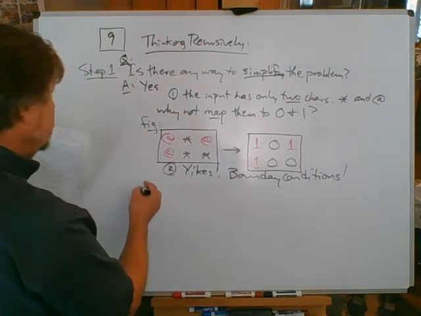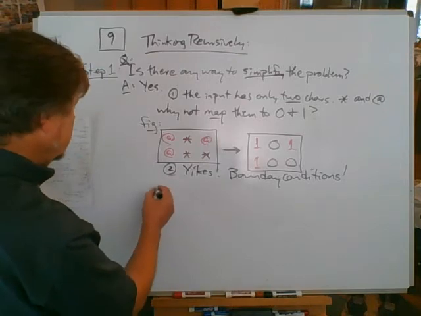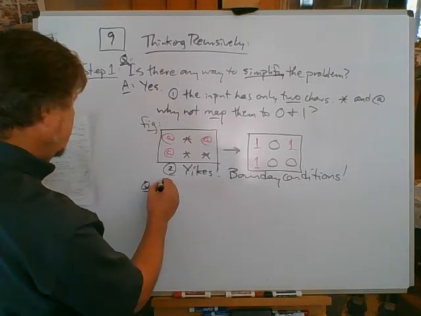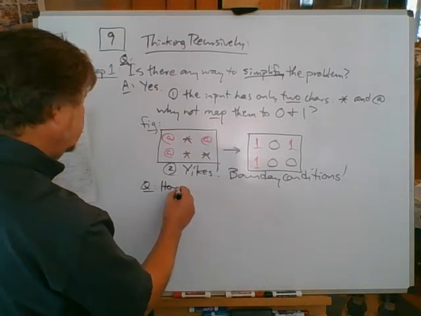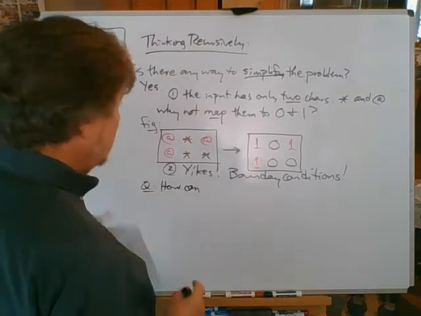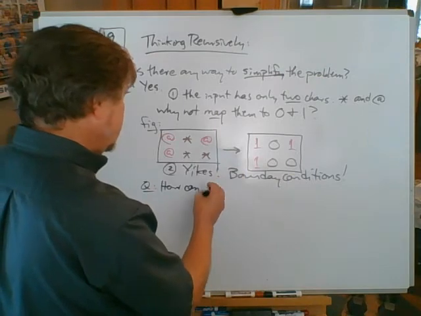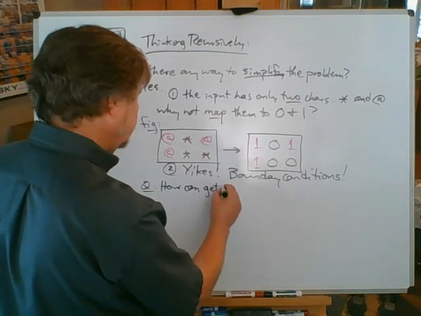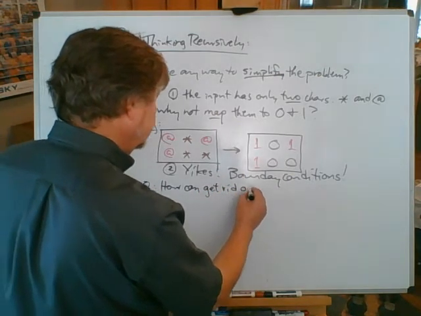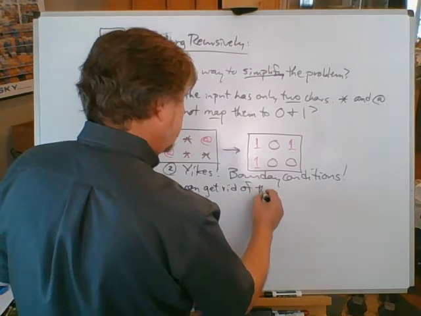Okay, so that leads me, let's see, this is 2. Question, how can we, and I would put finesse if I knew how to spell it. Finesse away, you can write that down. How can we get rid of, that's the clumsy way to say it, get rid of these boundary conditions?